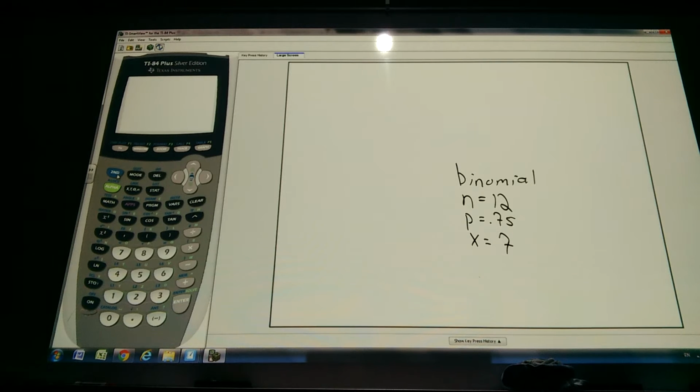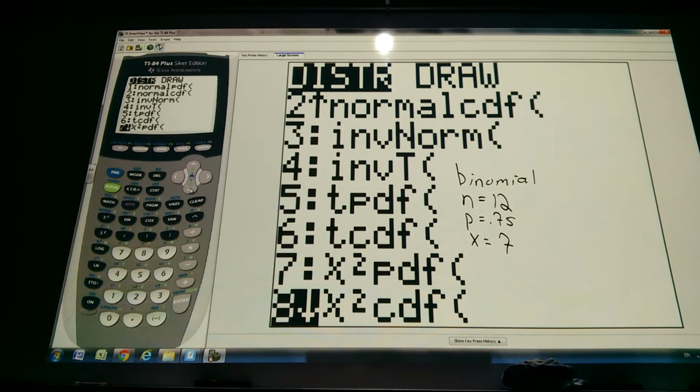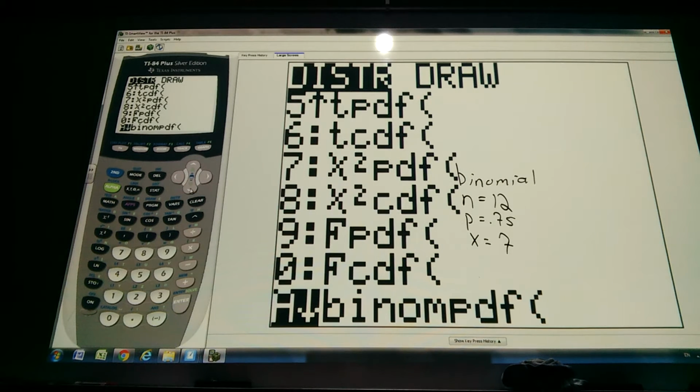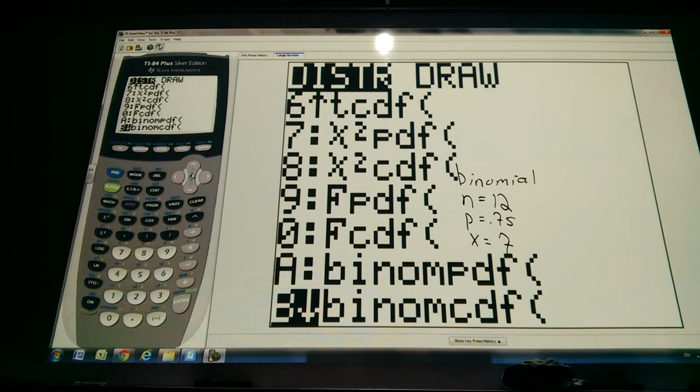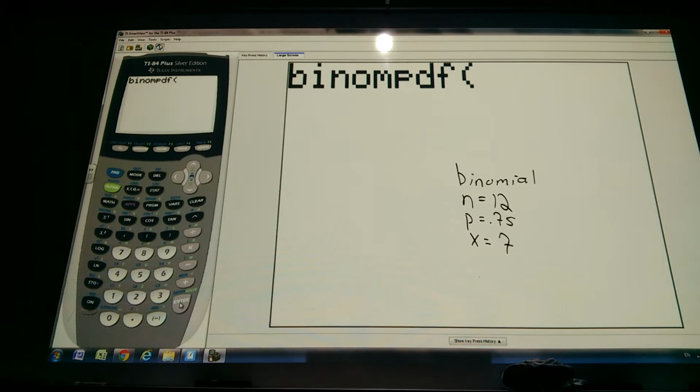You're going to go to second distribution, and you're going to go all the way down until you see binomial. And I think there's two of them. We're going to use the second one in a minute, but we are using PDF because it's an exactly. It's an X equal. It's a point. So we're using PDF for an exact. So hit enter. And yours might look a little different than mine. I think yours looks more like NPX type of a thing, but that's where we're going to type in this stuff over here.